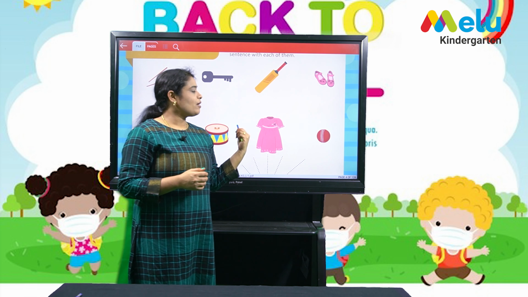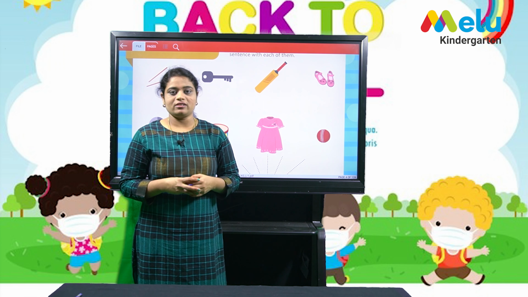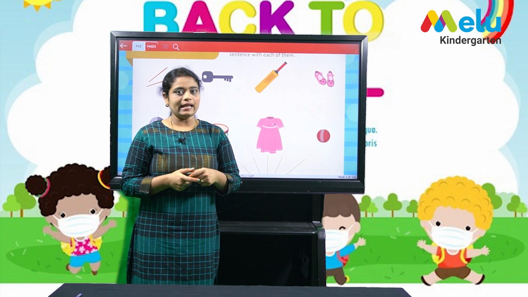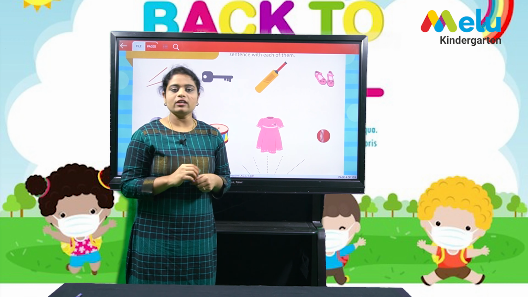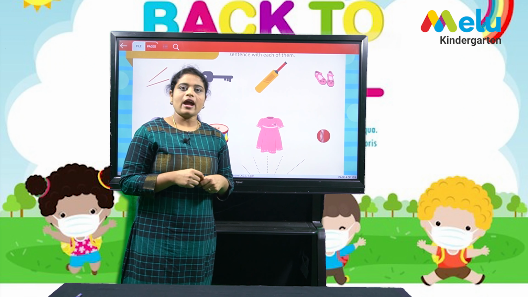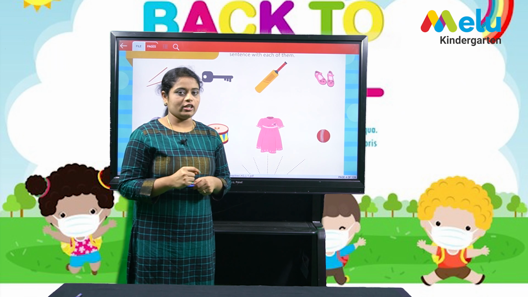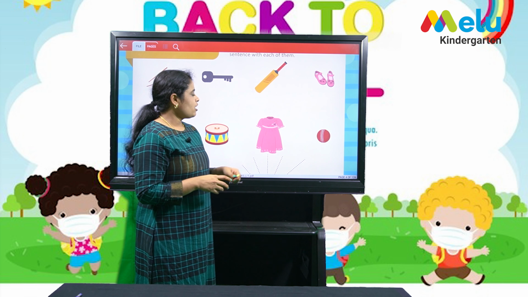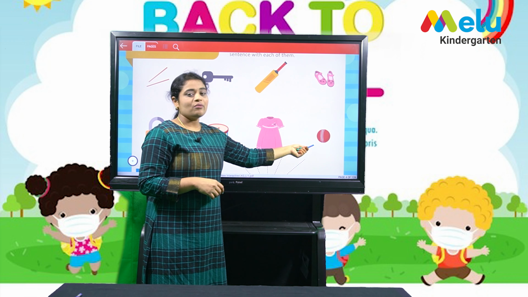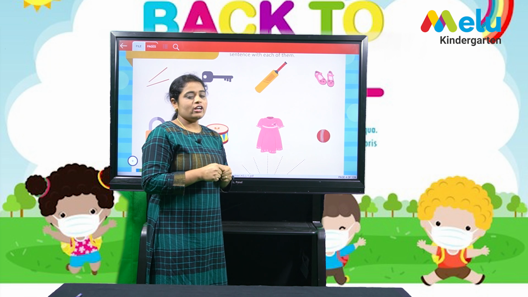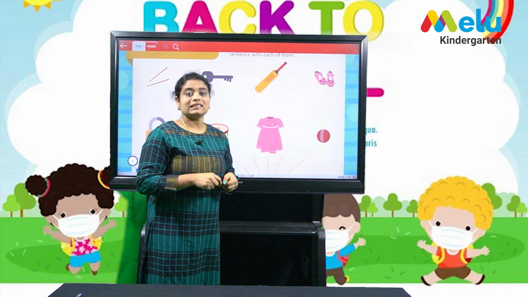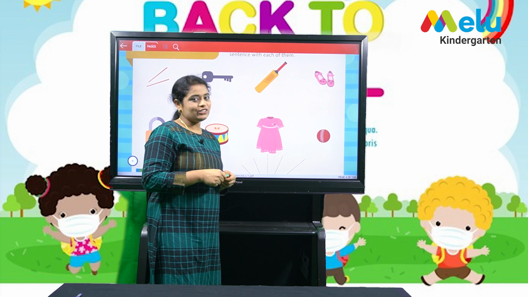So, children, in our book, there are a few pictures. We need to match them by drawing slanting lines. Okay. So, we have learned how to trace slanting lines, right? Now I will show you and we will do it together. Here I need to match the bat with a ball. So, now I need to match bat and ball by drawing a slanting line. Yes. So, we will do it.